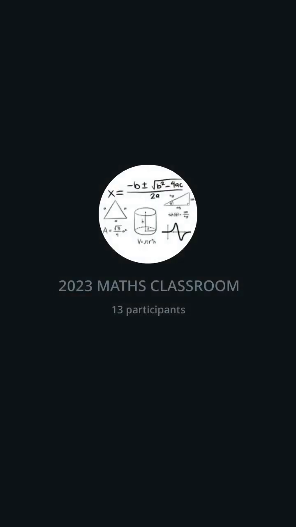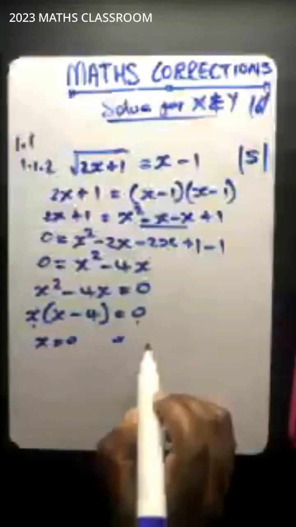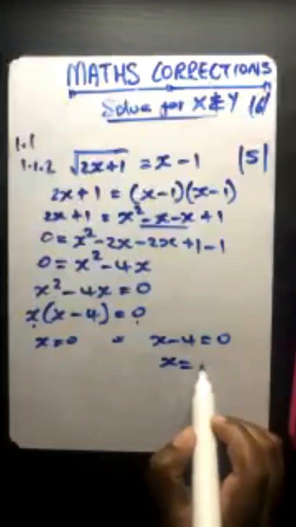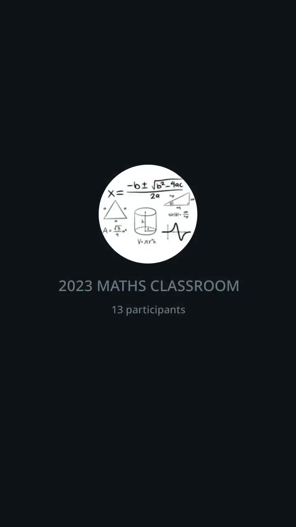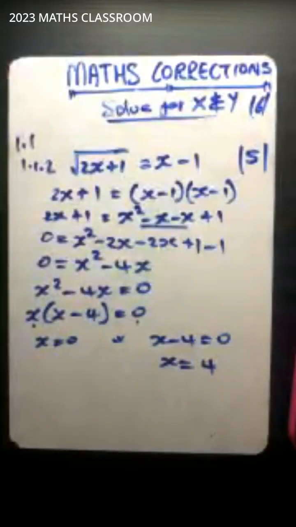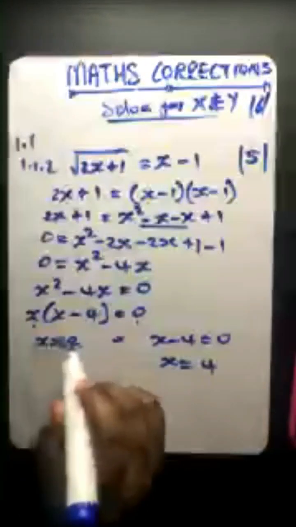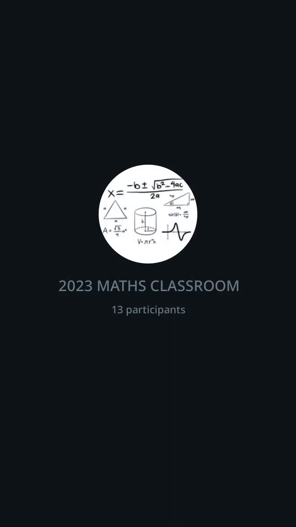So can you see, I need to factorize that. I have a common factor. Then I can just take x to the outside, and this is what I'm having. Then I know I'm going to say that equals 0, then x equals 0, or x minus 4 equals 0, and then x equals, what is it, positive 4. But in this case, you are going to have one possible value. So it's either x is equal to 0, or x is equal to 4.